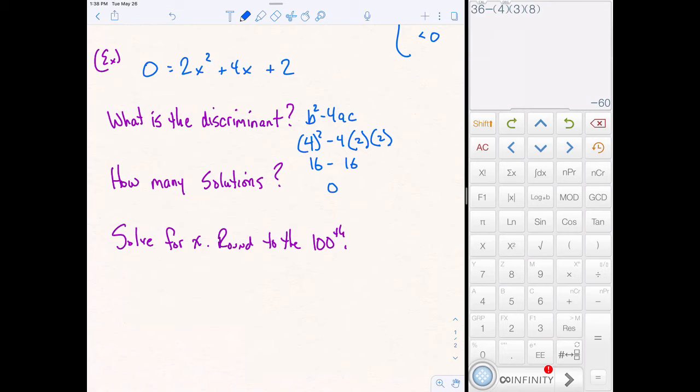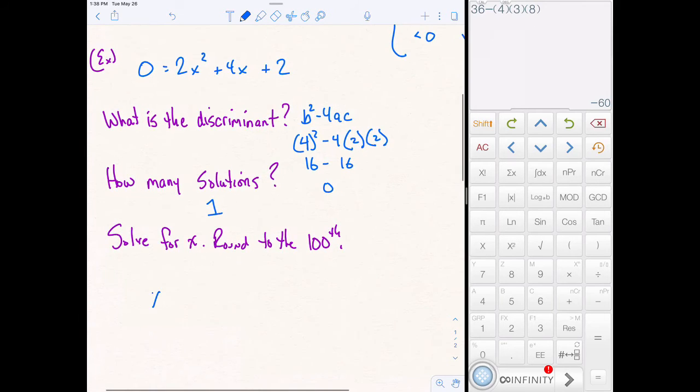Look at this one. So this time you end up with a 0 in there. So the discriminant is 0. How many solutions? One solution. Okay, so let's go ahead and solve for x. So when we decide to solve for x, whether you have one solution or two solutions, you still have to go through the procedure. So now we're going to go ahead and use the entire quadratic formula.